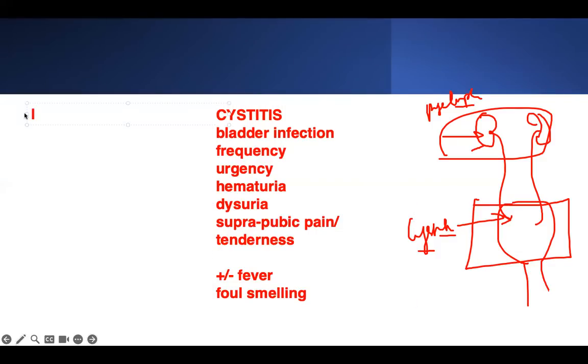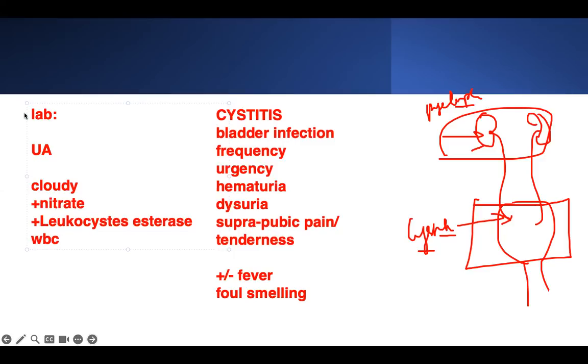Now, what do you think? You're going to order some labs. What are you going to see in your UA? It's going to be cloudy, right? That is not the most important. The most important is the presence of bacteria in the numbers. Nitrite plus leukocyte esterase. These are evidence of bacteria as they break down. So these are enzymes in them. So when you see that, you know this urine is infected. Okay, you may have WBC, white cells, and then some bacteria in the urine.